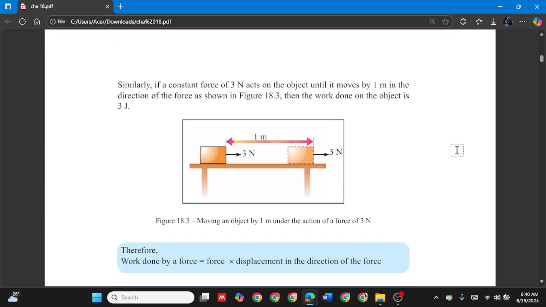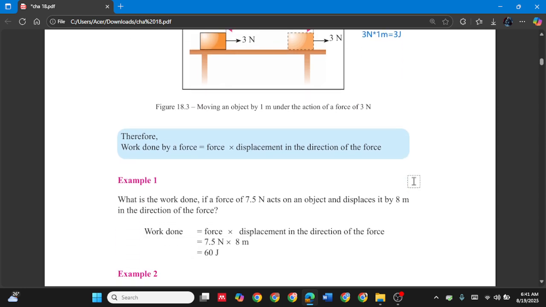Similarly, if a constant force of 3 Newton acts on the object until it moves by 1 meter in the direction of the force, as shown in the figure below, the work done on the object is 3 joule. Like this: 3 Newton multiply 1 meter equals 3 joule. Therefore, work done by a force equals force multiplied by displacement in the direction of the force.